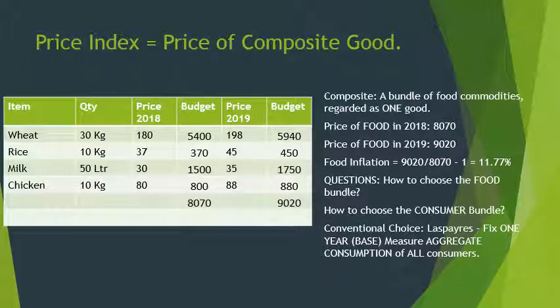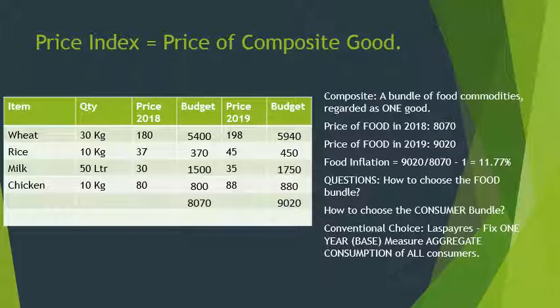So now we have an accurate picture of the inflation for this composite good. We can call this the food good. The food costs 8,070 in 2018 and it cost 9,020 in 2019. So the inflation rate can be calculated by taking the ratio of these two numbers and subtracting 1. This leads to 11.77%. And so that is the inflation rate.